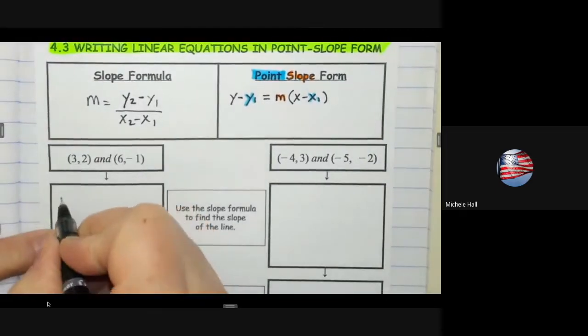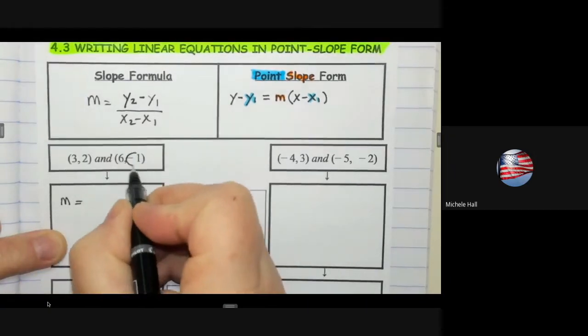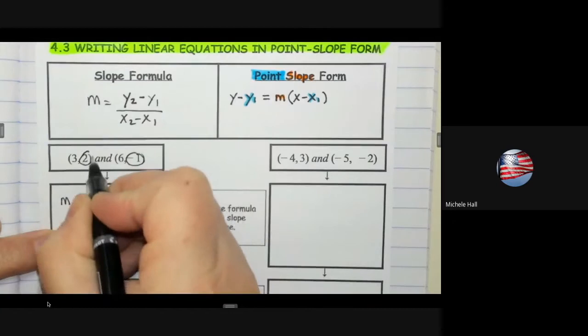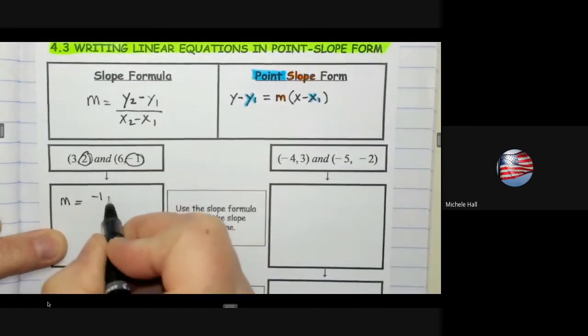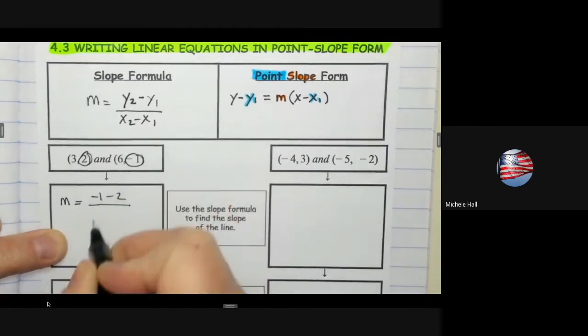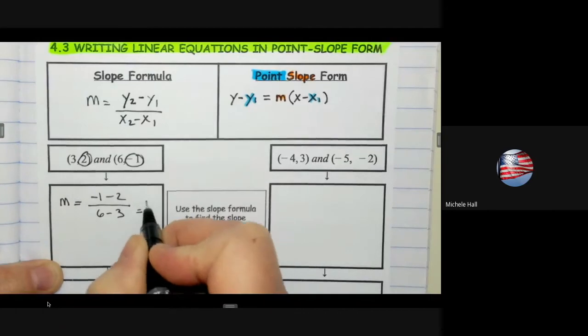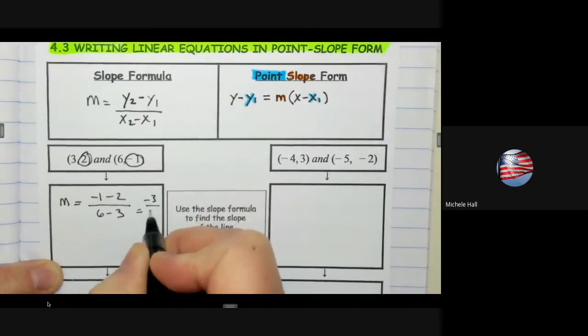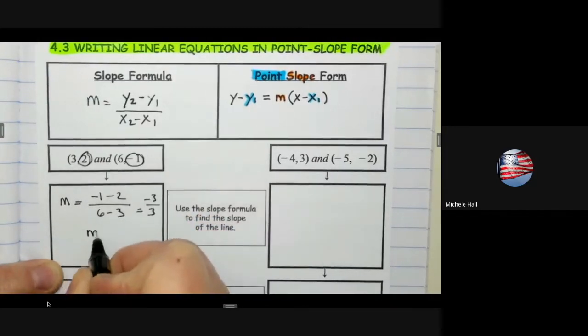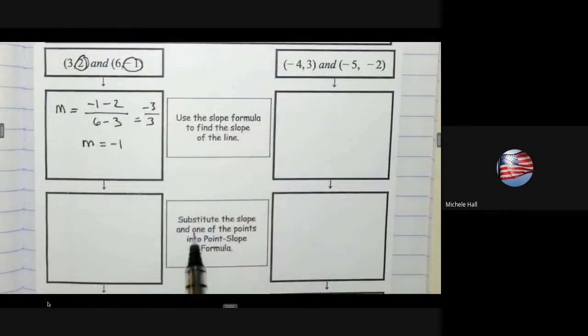So we have slope equals -1 minus 2, divided by 6 minus 3. We get -3 divided by 3. So our slope is -1. Step 2, substitute the slope and one of the points into the point-slope formula.